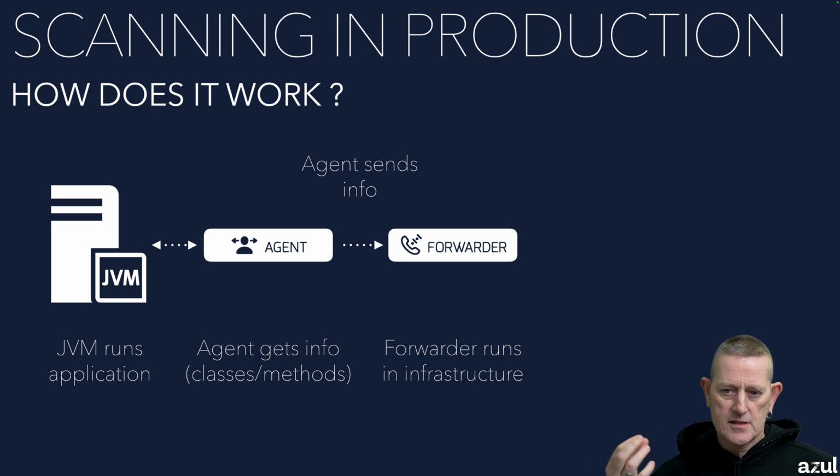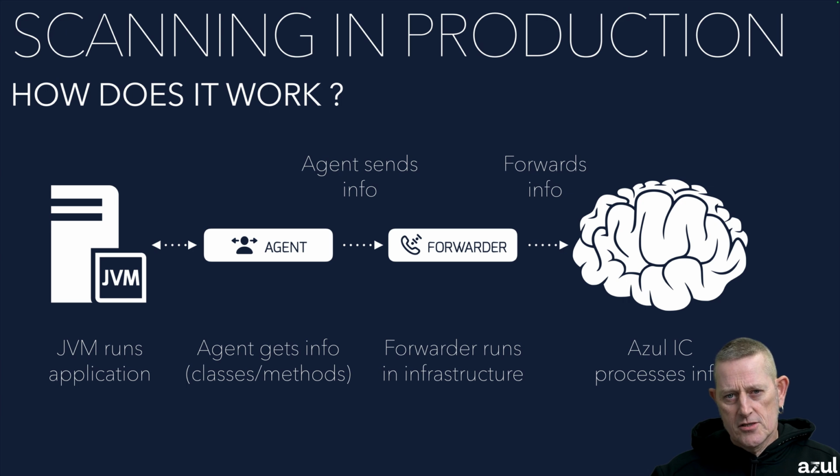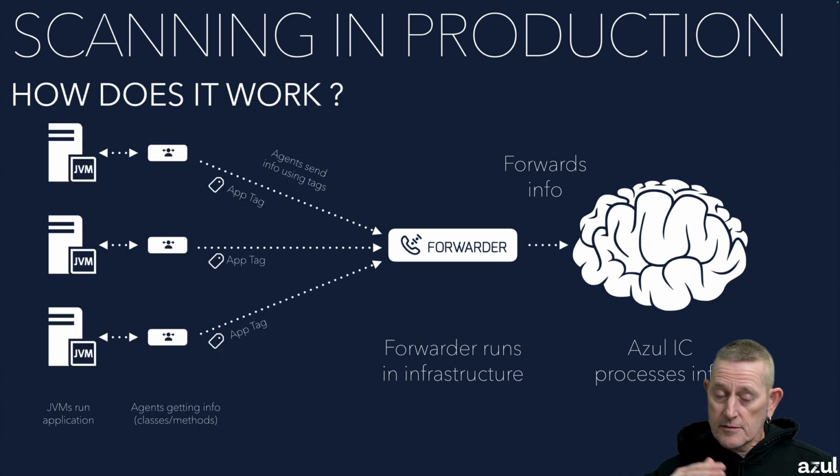And the forwarder is installed by your infrastructure team in your own infrastructure at some point, right? So the demilitarized zone or wherever. Your guys have to figure out where to place that the best. It should be reachable from the inside to the agents. And then this forwarder forwards the information from the agent to Azul Intelligence Cloud. So this is the main setup. The interesting part now is that we can run multiple JVMs with multiple agents. They all connect to the forwarder, and then the forwarder forwards the information.